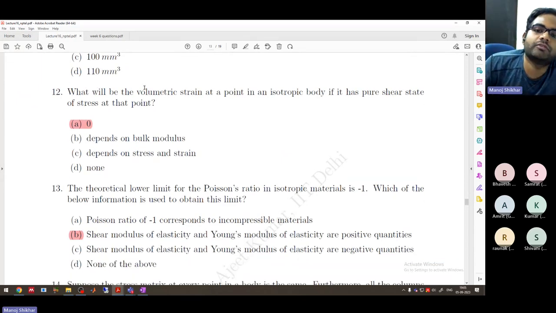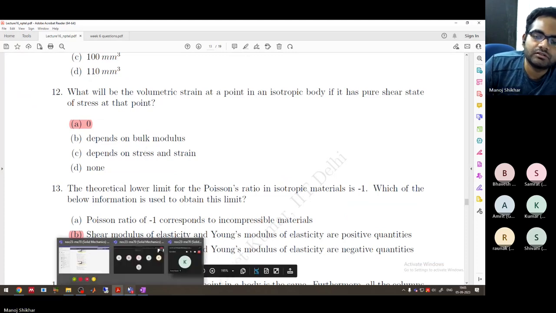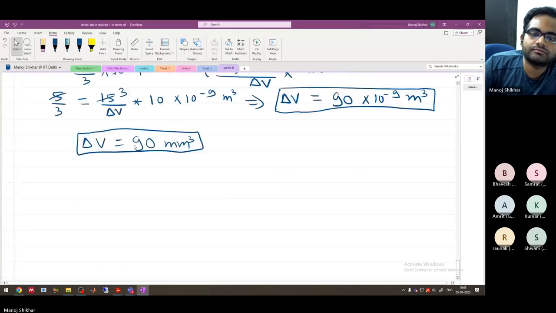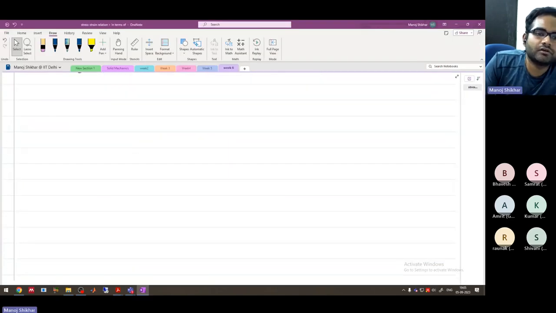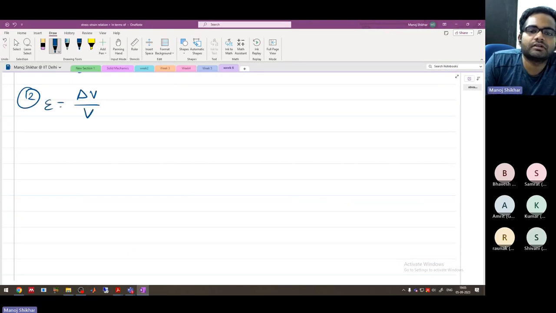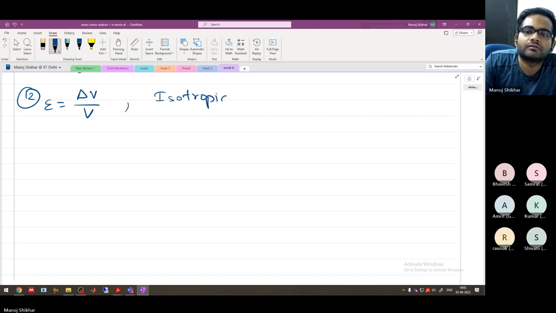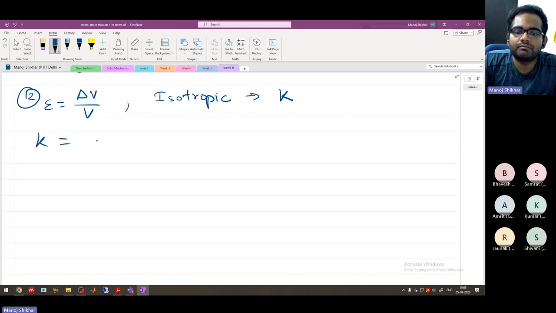Question number 12: what will be the volumetric strain at a point in an isotropic body if it has pure shear state of stress at that point? So what is the formula for volumetric strain? It is delta V by V. They have given isotropic, so we know that we have some finite value of K. So we can write K as minus delta P divided by delta V by V.